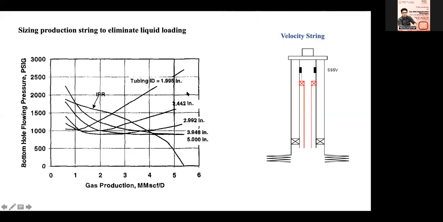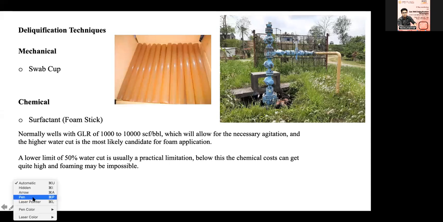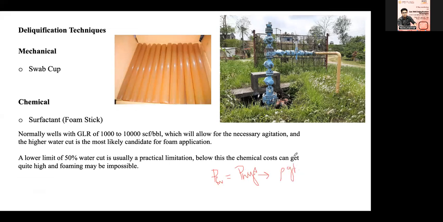So what the foam stick is doing to the reservoir is this: our flowing bottom hole pressure is basically your hydrostatic pressure, right? And your hydrostatic pressure you can calculate from rho g h. One thing you can do is modify this density of water. The surfactant will be reducing the density of water due to foaming. So as the density decreases, your hydrostatic pressure will decrease, and you will be decreasing your flowing bottom hole pressure. So you are increasing your drawdown. That's how you will be gaining your gas rate from the specific well.